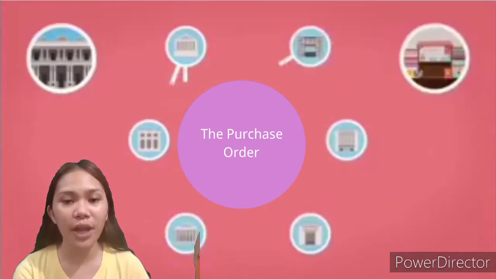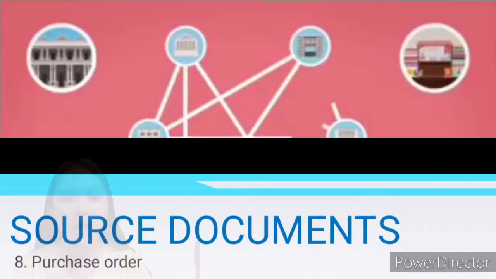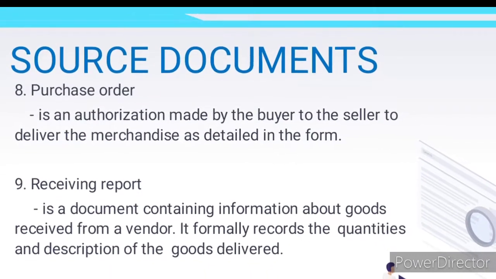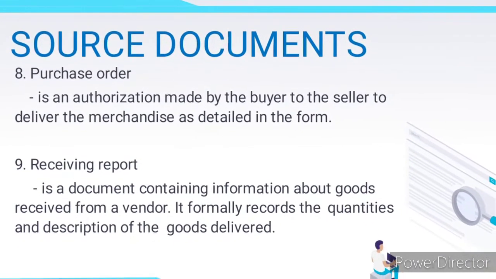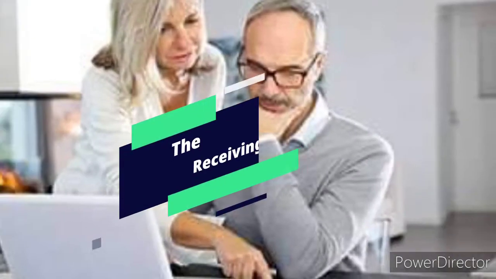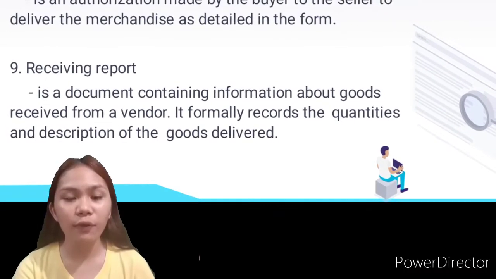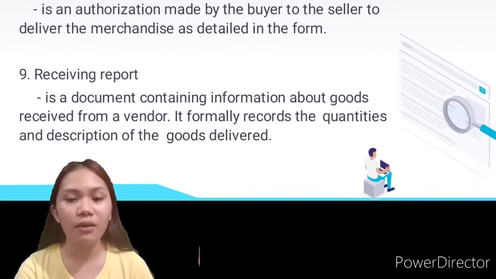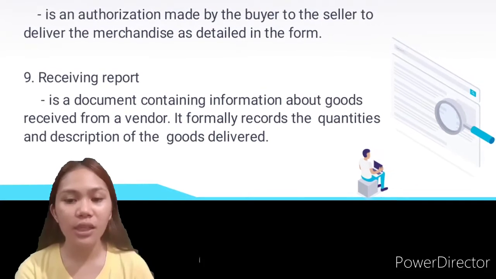Number 8, the purchase order. It is an authorization made by the buyer to the seller to deliver the merchandise as detailed in the form. Number 9, the receiving report. It is a document containing information about goods received from a vendor. It formally records the quantities and description of the goods delivered.